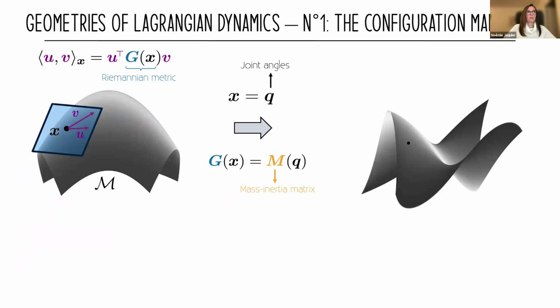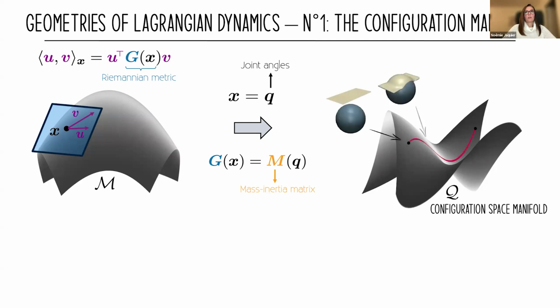And here is where we have geometries that are a little bit intricate, because you can see here that in that case, the manifold is the manifold of joint angles, and the mass inertia matrix is the Riemannian metric of this manifold. So we have a manifold that is characterized by a quantity that lies on another manifold, which is this mass inertia matrix, which itself is an SPD matrix.